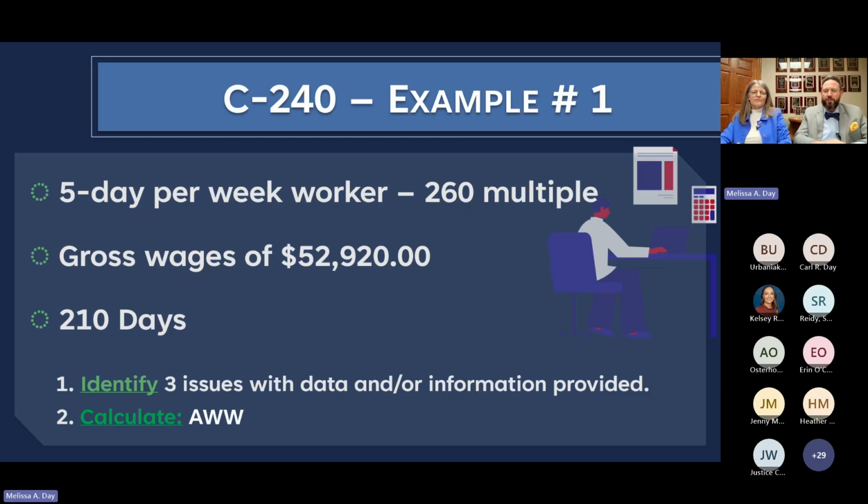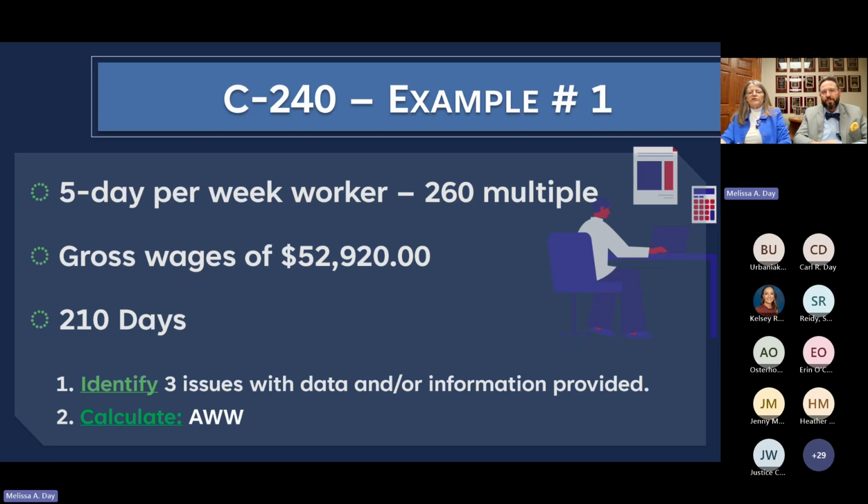So the first question we're going to ask you is, when you're examining both pages of this C240, we're hoping that you can help us by identifying 3 issues that could potentially cause problems with this C240. And I guess problems means problems that increase liability, problems that could prevent it from being set firmly or require additional information later on. And then we're going to calculate the average weekly wage. So we'd like you to think about 3 issues that you might be able to identify with the wages that were presented for the claimant. And then we'd like you to use a 260 multiple to calculate the average weekly wage.